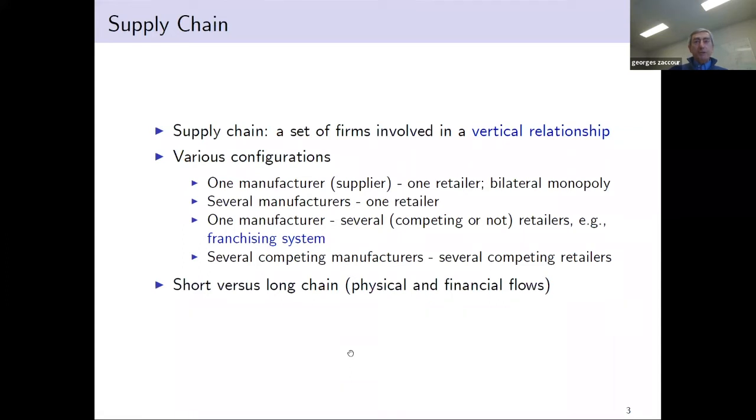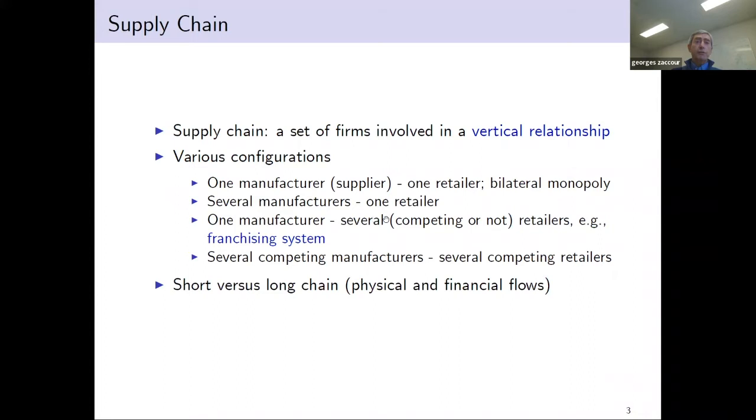Okay, so first of all, let me give you a crash course on coordination in supply chain. A supply chain is simply a set of companies that are involved in a vertical relationship. So one is selling to the other, and ultimately the last one in the chain is selling to consumers. We have different configurations that are of interest. One of them, which has been studied extensively in the literature, is the so-called bilateral monopoly, where you have one supplier or manufacturer and one retailer. Throughout the talk, I will be using supplier and manufacturer interchangeably.